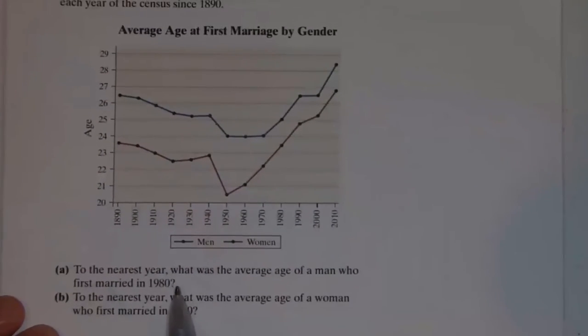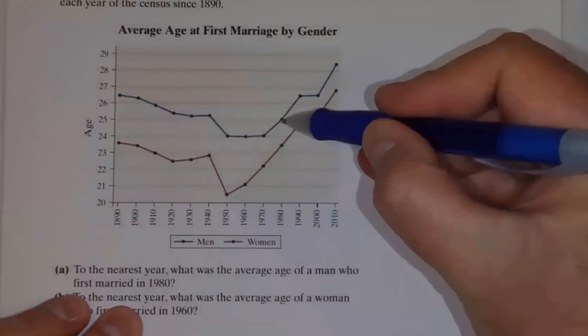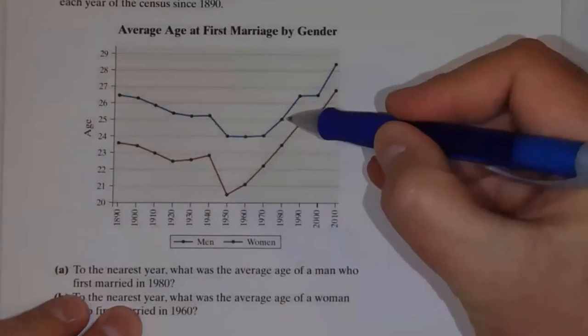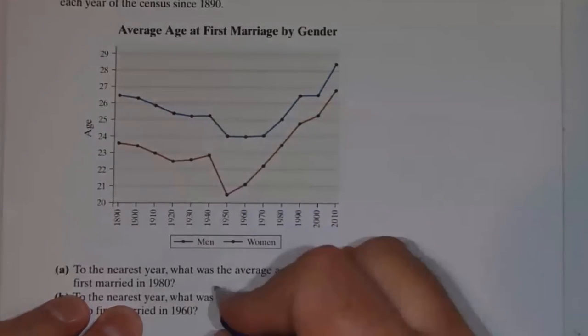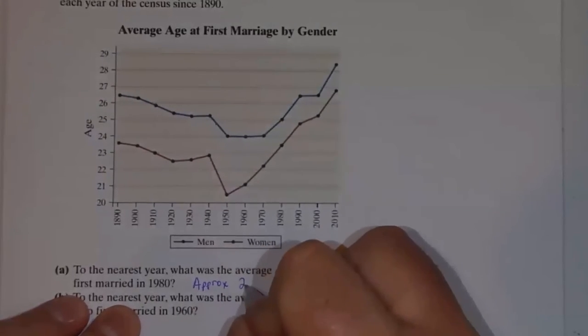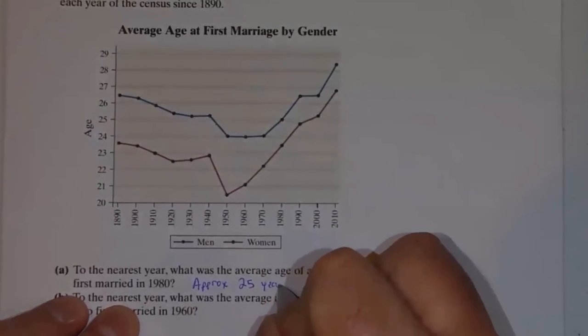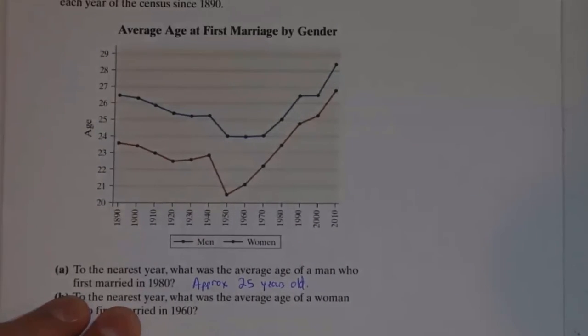To the nearest year, what was the average age of a man who first married in 1980? So in 1980, we go up to the men, and so it looks like that was around 25. So I would say that's approximately 25 years old. So in 1980, the average age of a man when he first married would have been about 25.